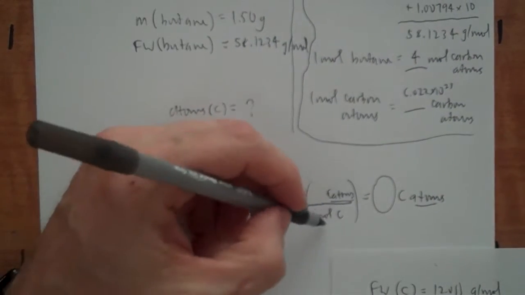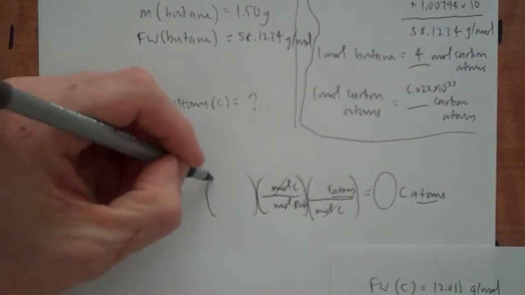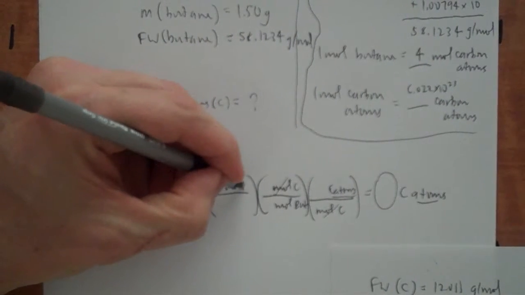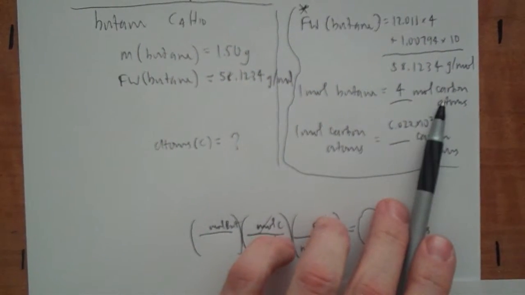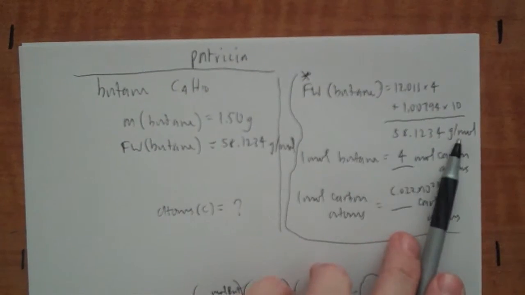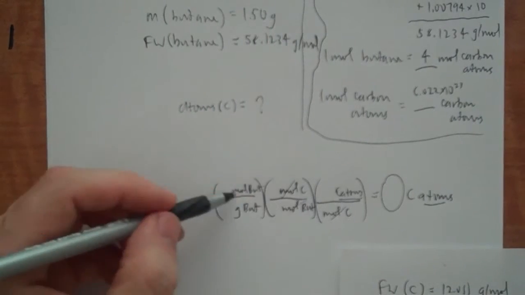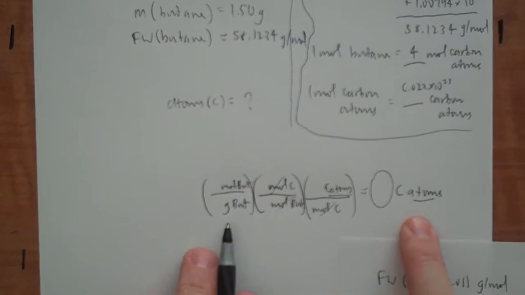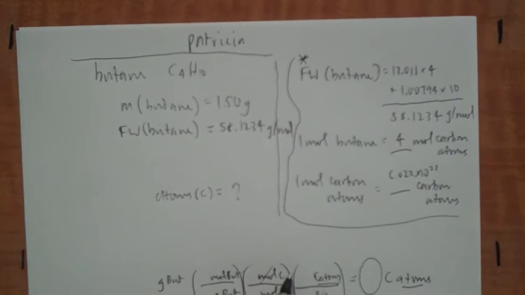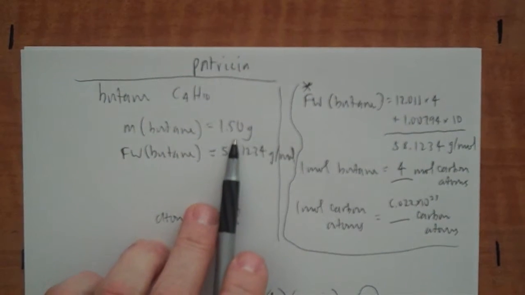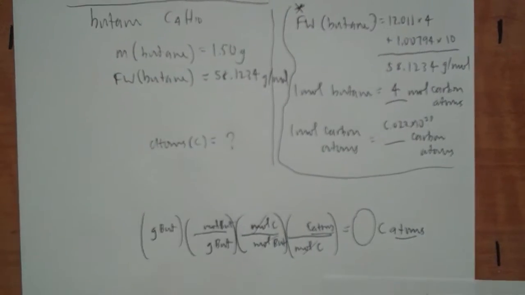These will cross off then. And there's no moles of butane in my answer, so I have to cross that off too. What is moles of butane related to? It's related here to grams of butane. Those will cross off, but there's no grams of butane in my answer, so I've got to cross that off too. What's that related to? Nothing. It's a measurement. So my grams of butane is given right here. Alright, so this is my solution.